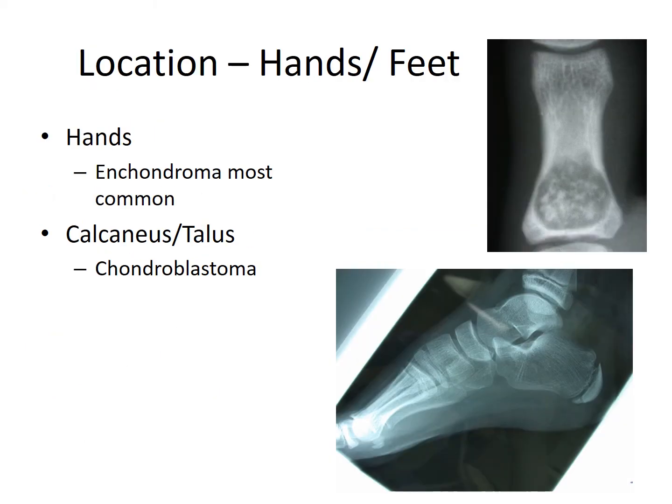So, special consideration for the location: hands and feet. Enchondromas are the most common tumor to see in the hand. The lesion in the upper right is a phalanx with a cleared out area with central calcification, arcs and rings, popcorn nuclei. Another special consideration, the calcaneus and talus is a great place to see a chondroblastoma. It's unusual, but just a special caveat to remember.